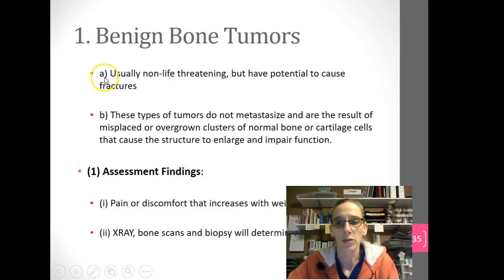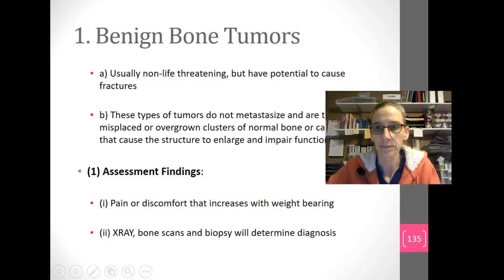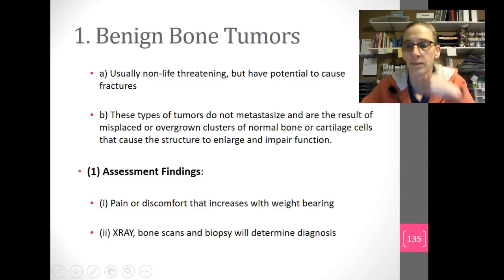Benign bone tumors. All right, benign bone tumors. Benign tumors are more common than malignant tumors. They're usually non-life-threatening but have the potential to cause fractures. These types of tumors do not metastasize and are the result of misplaced or overgrown clusters of normal bone or cartilage cells that cause the structure to enlarge and impair the function.